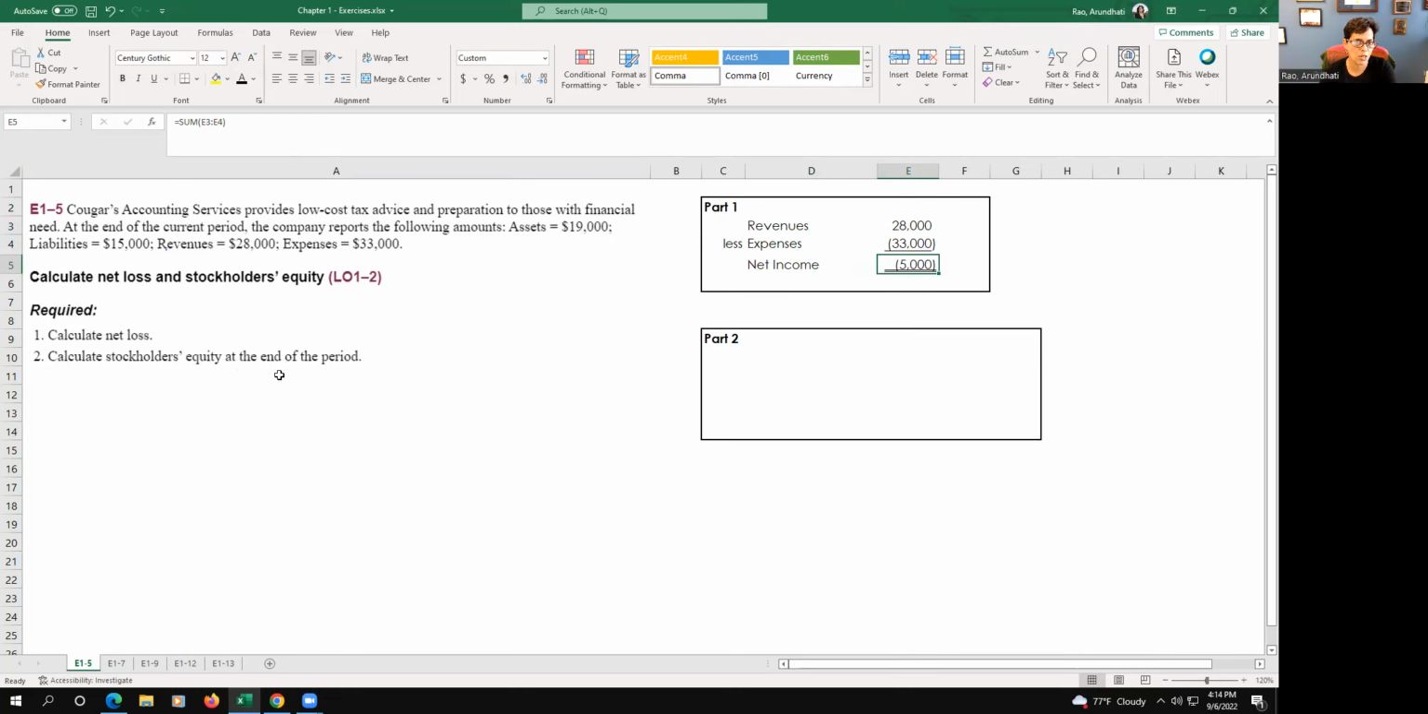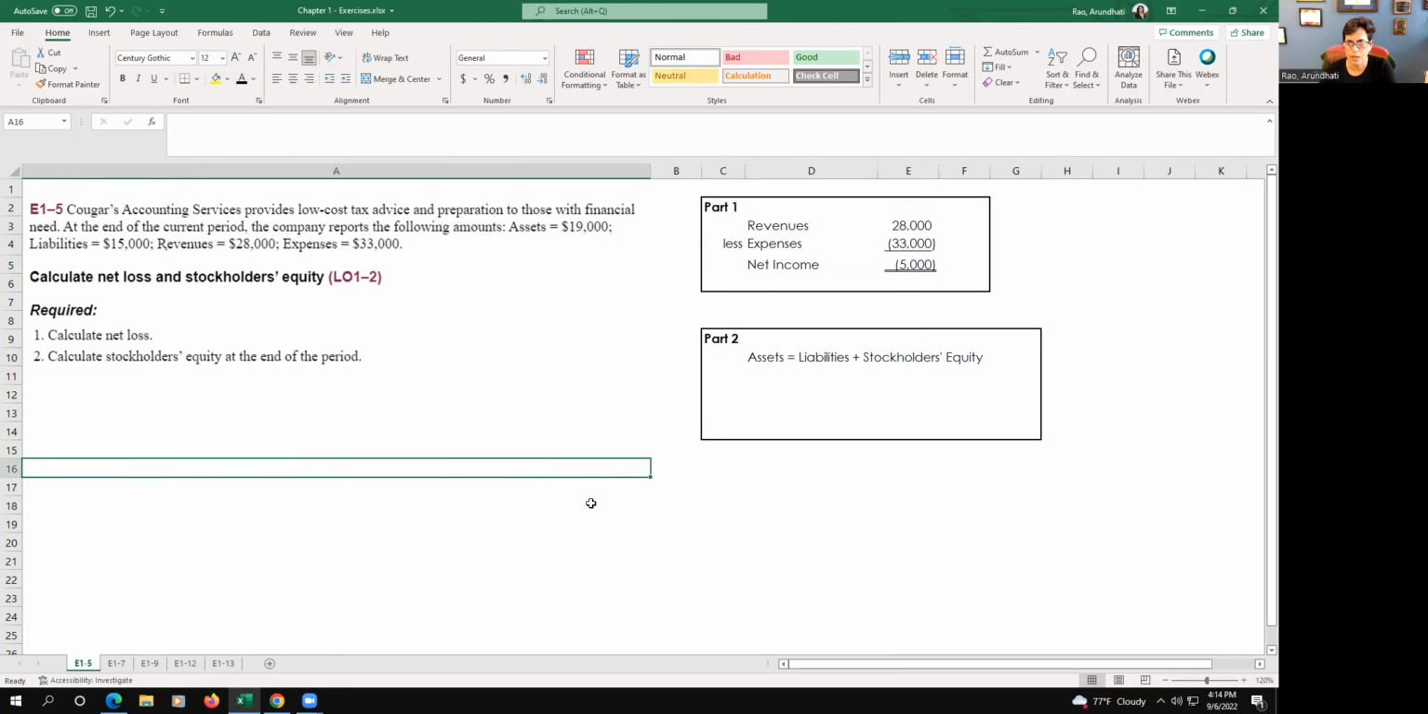Now in the balance sheet, we have assets, liabilities, and owner's equity. So let's see what I have over here. The balance sheet equation says assets equals liabilities plus owner's equity. I've been given assets are 19,000 and the liabilities are 15,000. So this is a fairly simple exercise where, in the equation, there are 3 variables. 2 of them have been given. You need to calculate the third one.